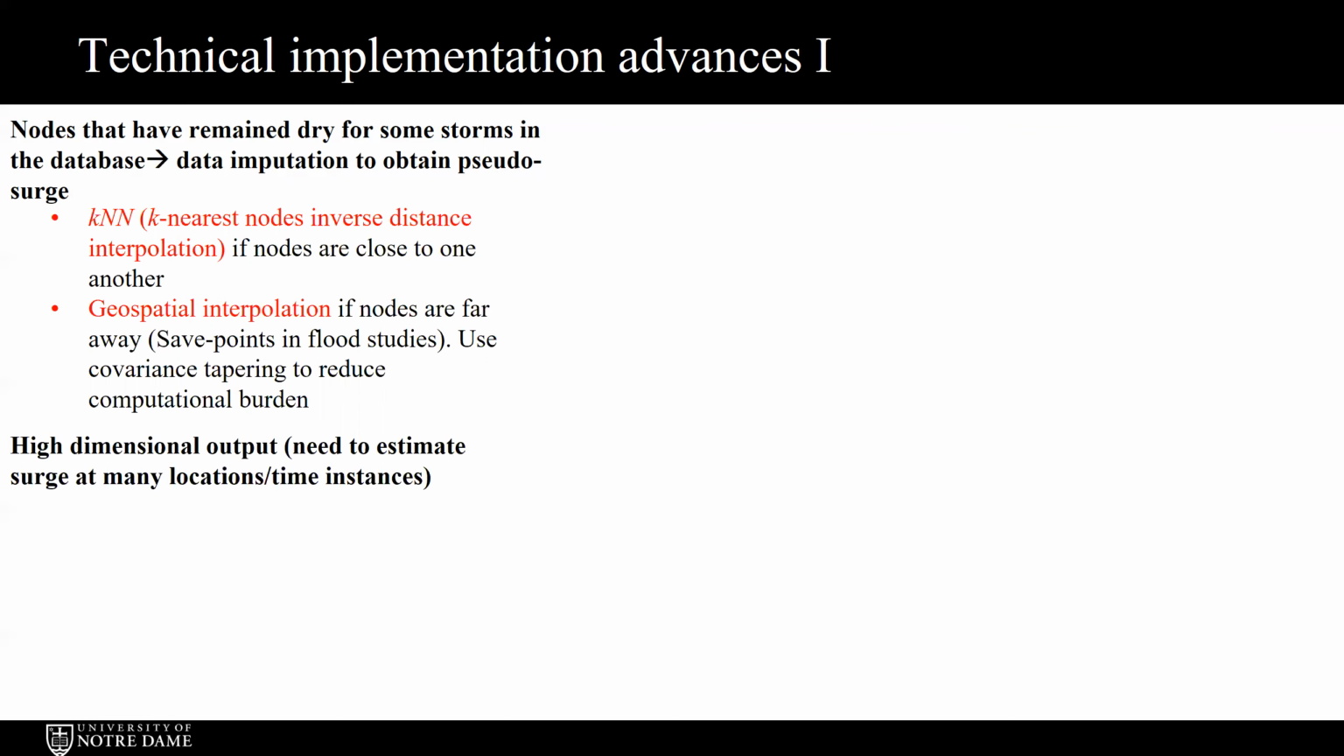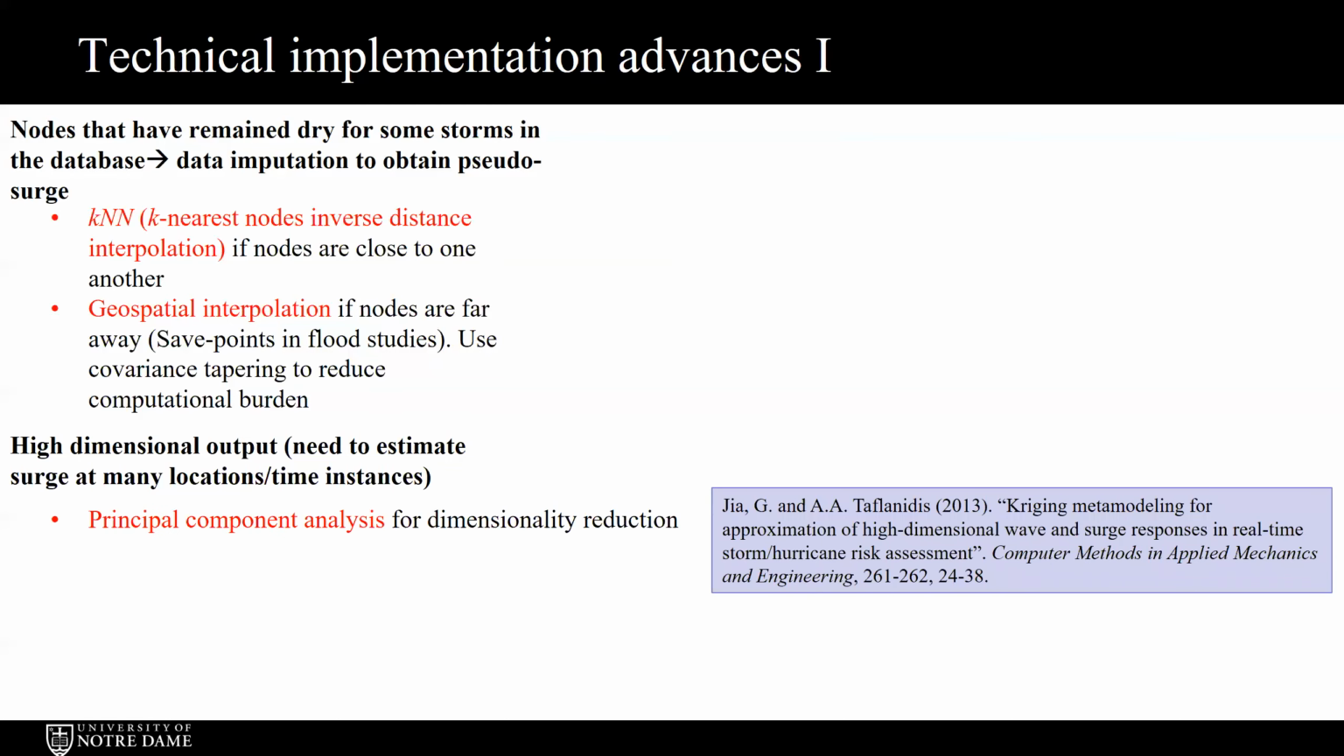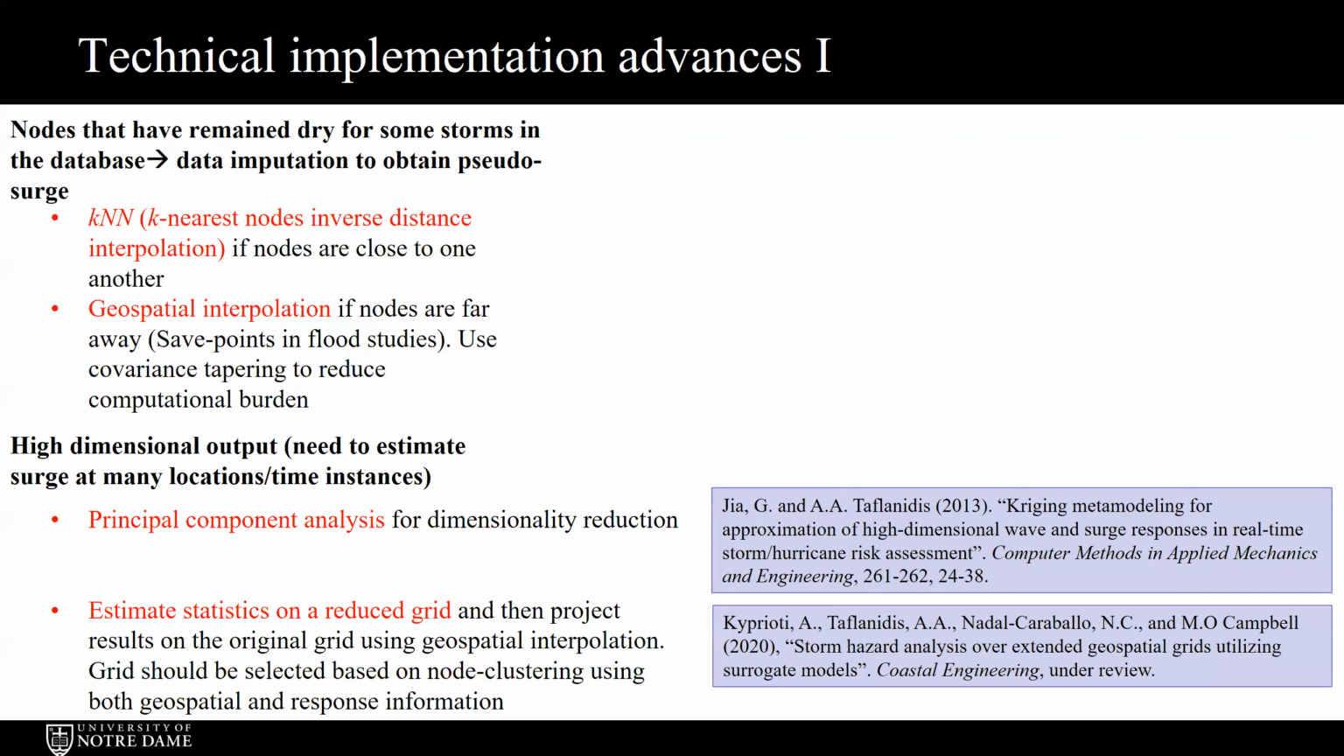storm provides. Another thing that we need to address is the high dimensionality of the output, especially since we're going to make predictions over a very big geographical domain with thousands or even millions of grid points. And there are 2 solutions to address this issue. The first one is to use principal component analysis for dimensionality reduction. This allows for a better, more accurate calibration of the surrogate model, and also reduces the memory requirements. We can estimate statistics on a reduced grid and then project the results into the original grid.